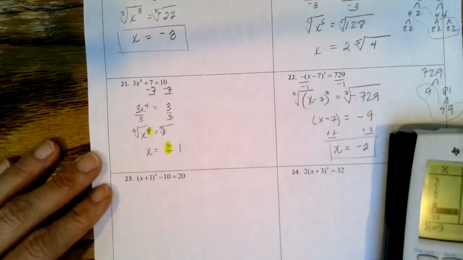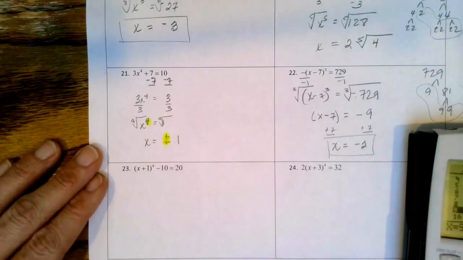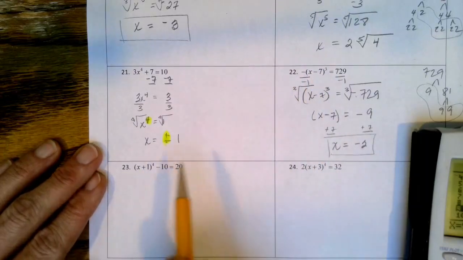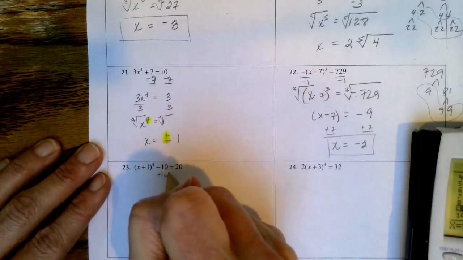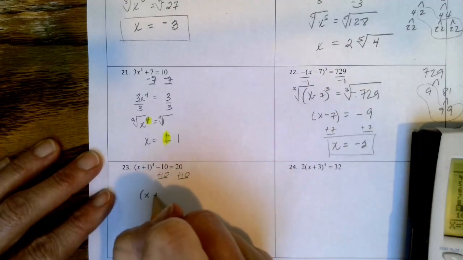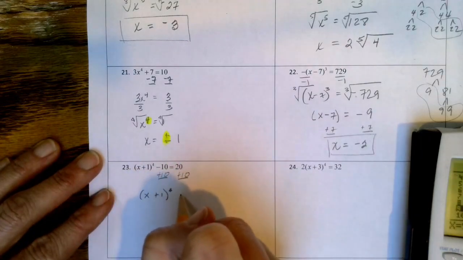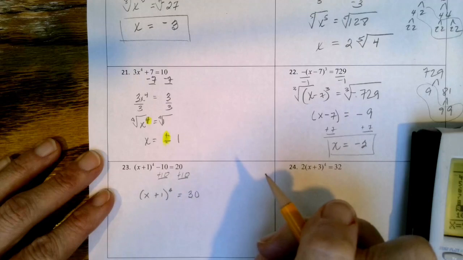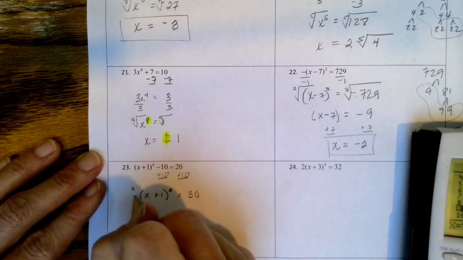Alright. Now we're going to have a similar situation, but be careful. This one was an odd power. This one's an even power. This one we're going to need to take care of and include our plus or minus. So I have x plus 1 to the 4th power is going to be equal to 30. That's an interesting choice. Alright, so the 4th root.